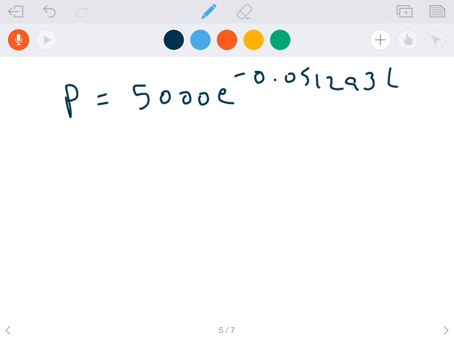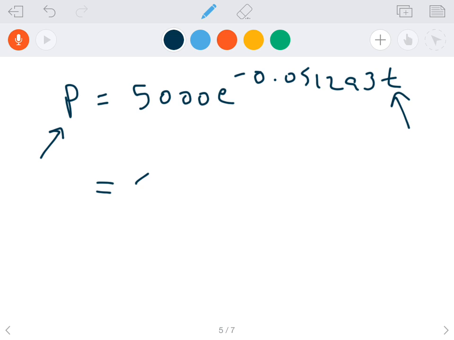So I have a nice complete equation now. I have that P is equal to 5,000 e to the negative 0.051293 t. Now what I can do, I can plug in any value for t and get the value for P, or I could plug in any value of P and solve for t. And what the question asks us to do is to find P when t equals 5.